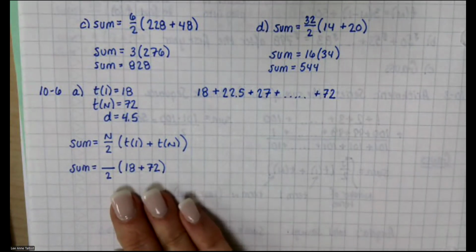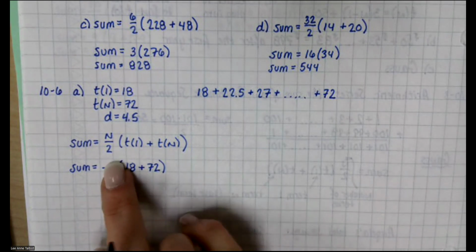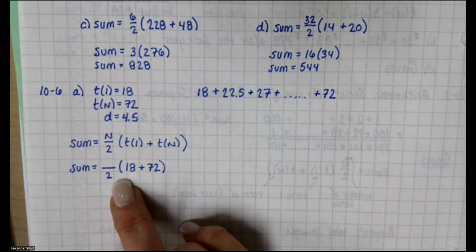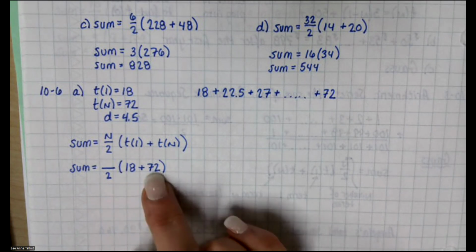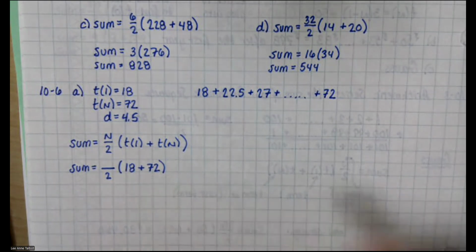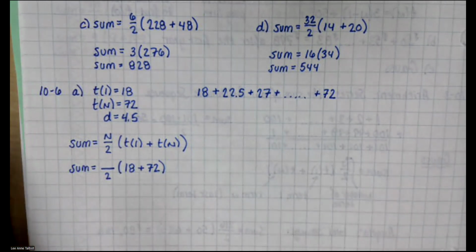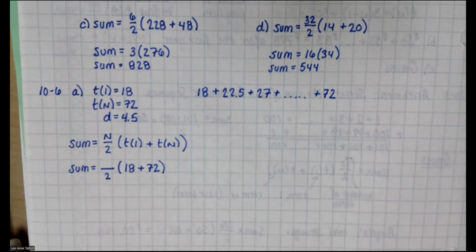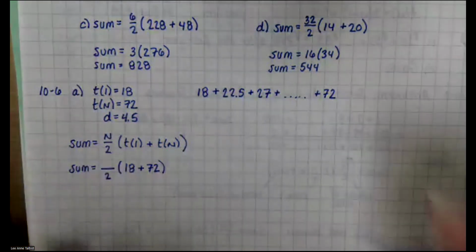Okay, does this make sense so far? I don't know how many numbers there are, but I know the first one is 18 and the last one's 72. Okay, when I have a spot missing in my sum equation, what you want to do is go to the equation. Let me say that again. When a spot is missing, you want to go to the equation every time.